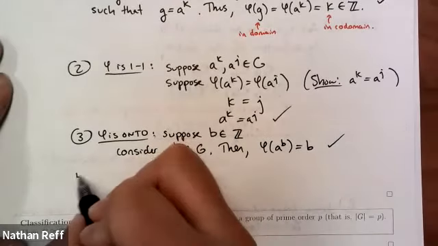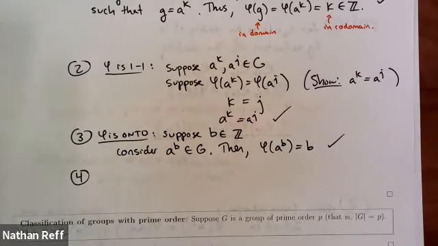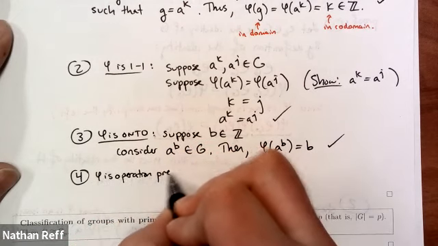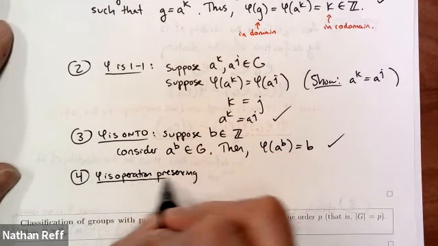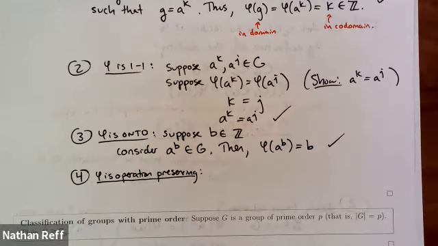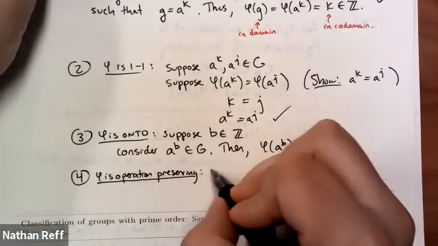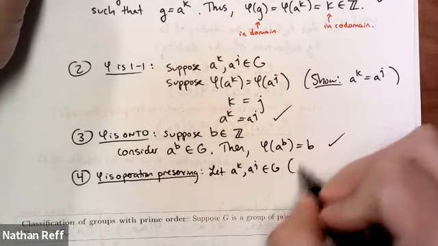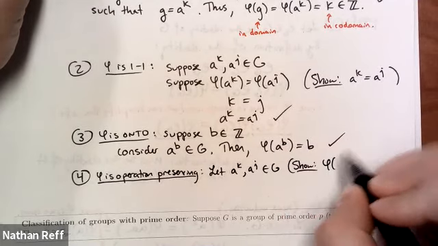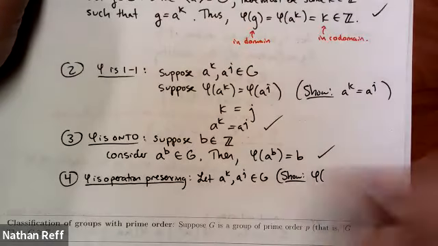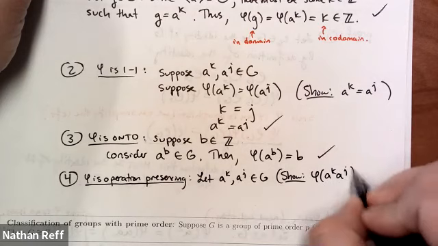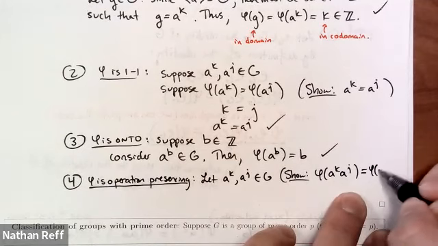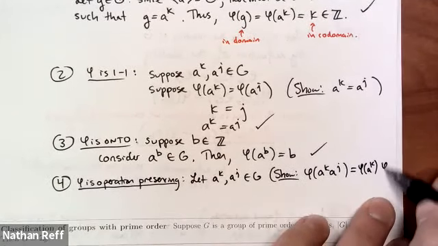That's it. And then here's the new property. The technical thing you're saying is phi is operation preserving. Now give me two things in the group. Again, let's say A to the K and A to the J are in the group. Then you're going to show, if I do phi of their product, everything I've been working with in G, their product, is equal to what? It'd be phi of A to the K and phi of A to the J.